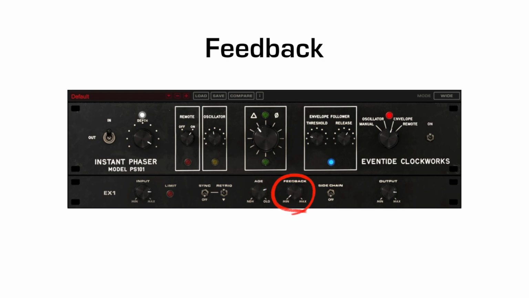The feedback knob takes some of the affected signal and feeds it back with the input signal. This adds some gain and sharp resonances. It's great for emphasizing certain tones.